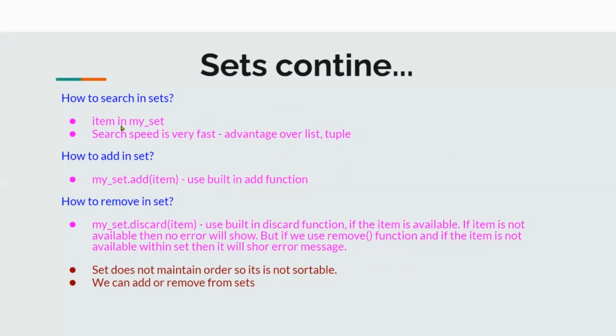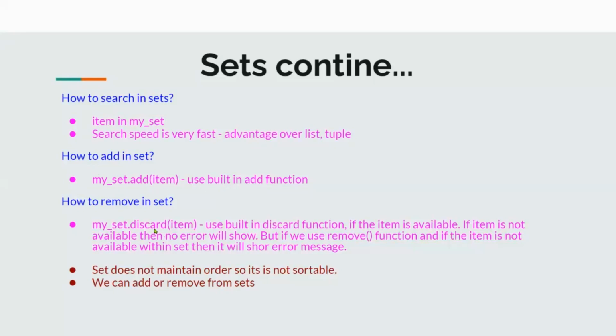And how to search items: the name of the item, is it in my set? Items in my set will return true or false, and the search feature, as I said earlier, is very fast. It is the advantage over list and tuple. And how to add items to a set: the built-in function my_set.add. This is the name of the set, the variable name, and the name of the item. This is the built-in function.